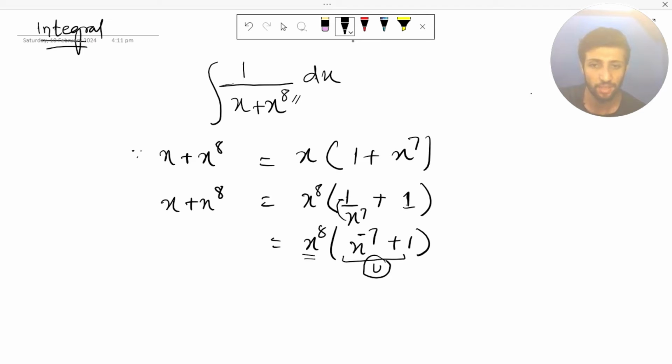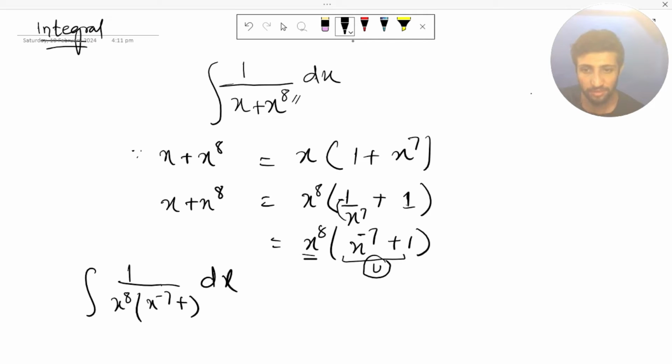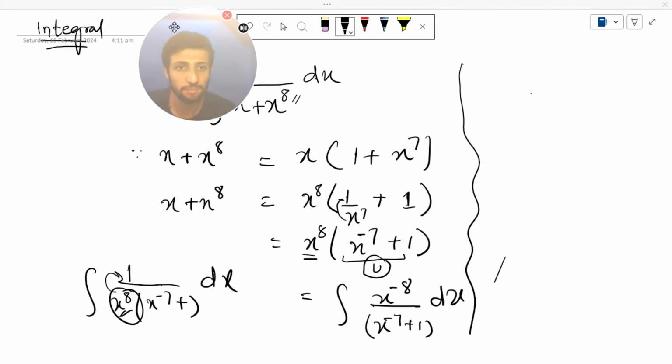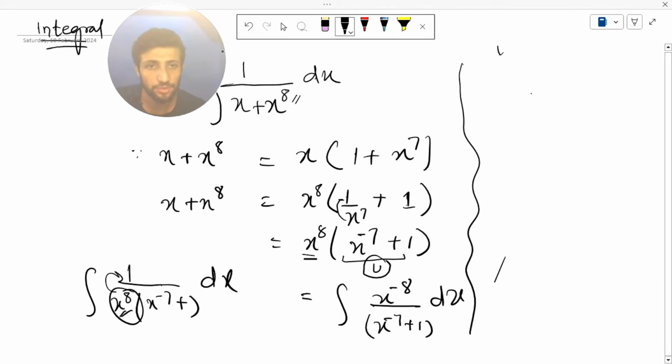So we need to solve the integral of 1 divided by x^8 times (x^-7 plus 1) dx. If I take x^8 from the denominator to the numerator, I get the integral of x^-8 divided by (x^-7 plus 1) dx. Now this is really simple. Let's substitute u equal to x^-7 plus 1.